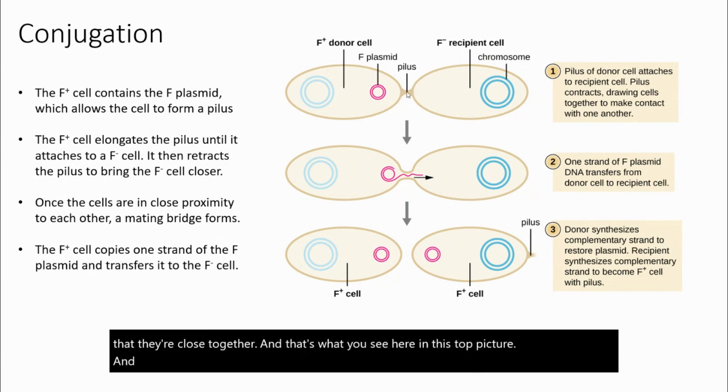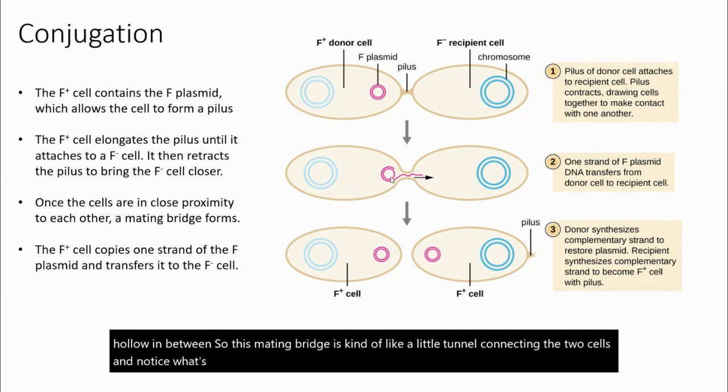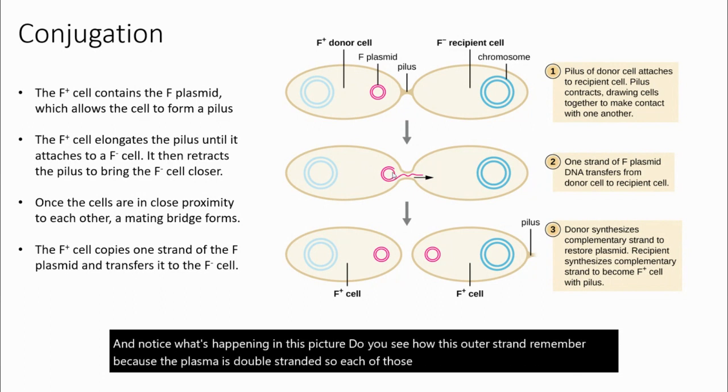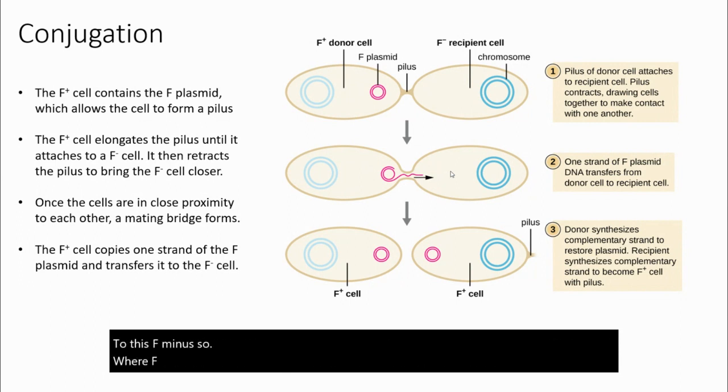Then they form what's called a mating bridge. Notice now it's hollow in between. This mating bridge is kind of like a little tunnel connecting the two cells. And notice what's happening in this picture. Do you see how this outer strand, remember, because a plasmid is double-stranded, each of those circles is one strand of nucleotides. That outer strand is cut, and it's feeding that strand through to this F minus cell, or F negative cell, however you prefer.